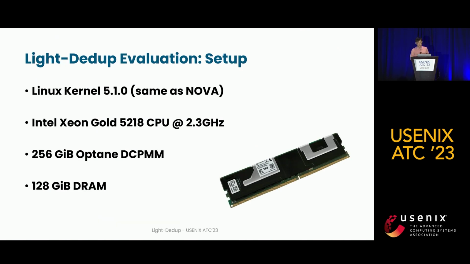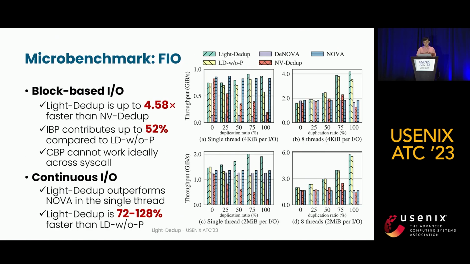We now evaluate Light-Dedup on the same kernel as Nova with a 256 GB Optane DCPMM. We first perform a micro-benchmark by using FIO. For high concurrency workloads, thanks to the non-crypto hash-based architecture, NVM's read-write asymmetry can be fully exploited to achieve high deduplication throughput.